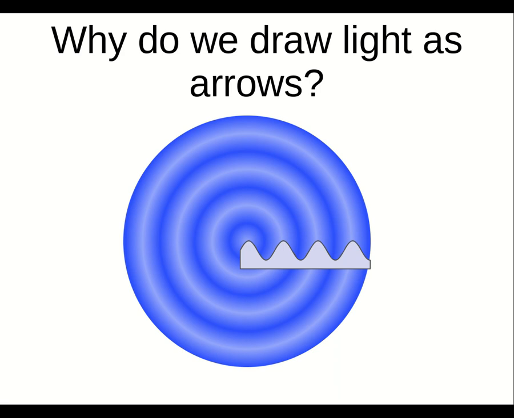And the waves are travelling in all directions, which is why it's a circle. So the waves at this point are travelling in this direction, the waves at this point are travelling in this direction, the waves at this point are travelling in this direction, and so on. So the arrows represent the direction the wave is travelling.